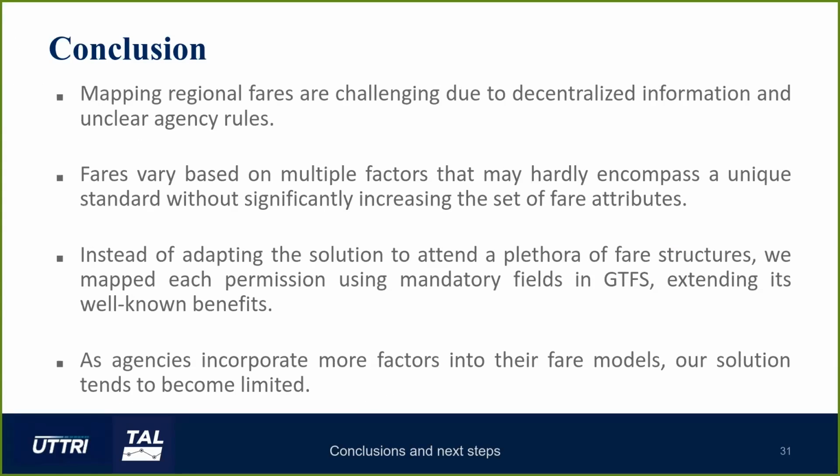So mapping regional fares is challenging due to decentralized information and unclear agency rules. Fares vary based on multiple factors that can hardly be encompassed in a unique standard without significantly increasing the set of fare attributes. Instead of adapting the solution to attend a plethora of fare structures, we mapped each permission using mandatory fields in GTFS, extending its well-known benefits. As agencies incorporate more factors into their fare models, our solution tends to become more limited.